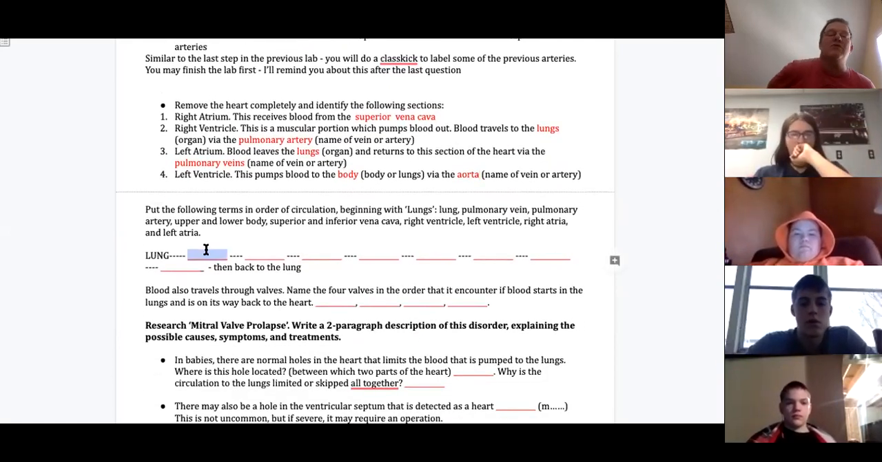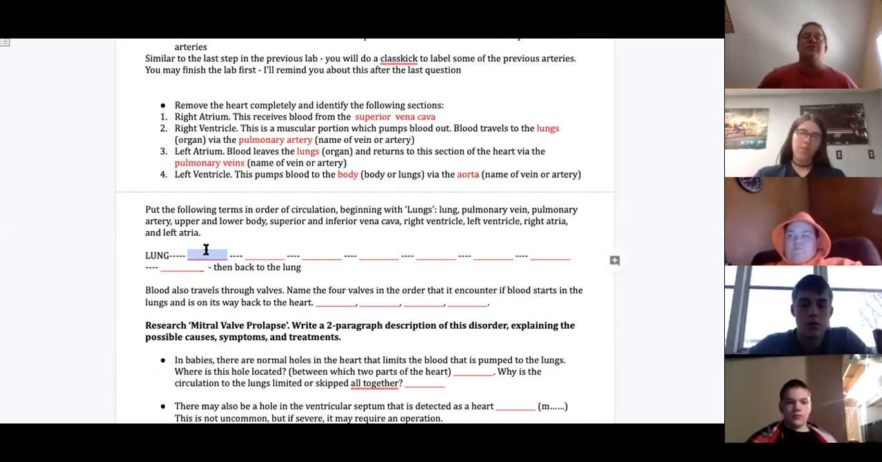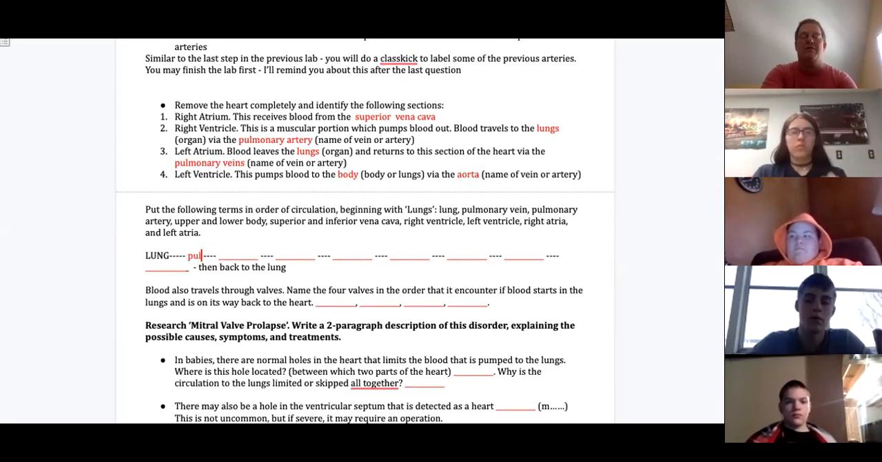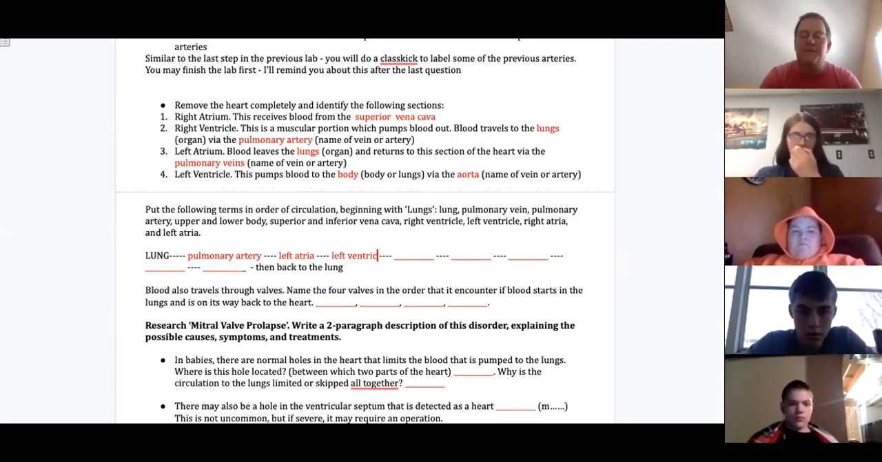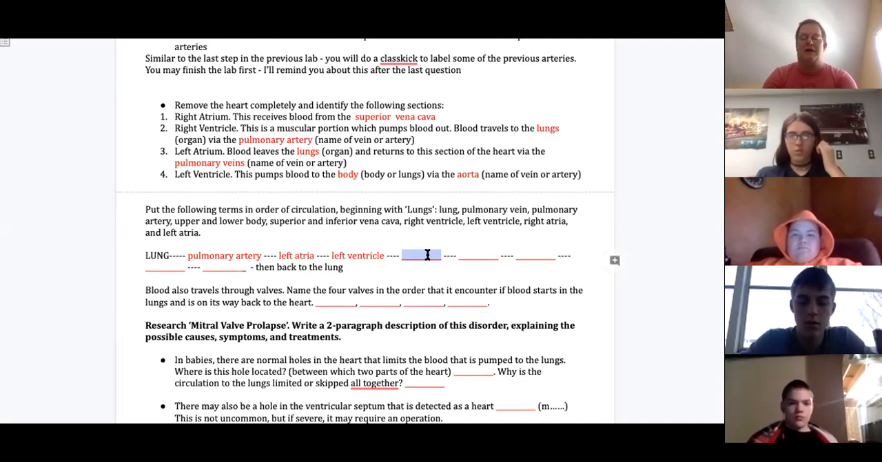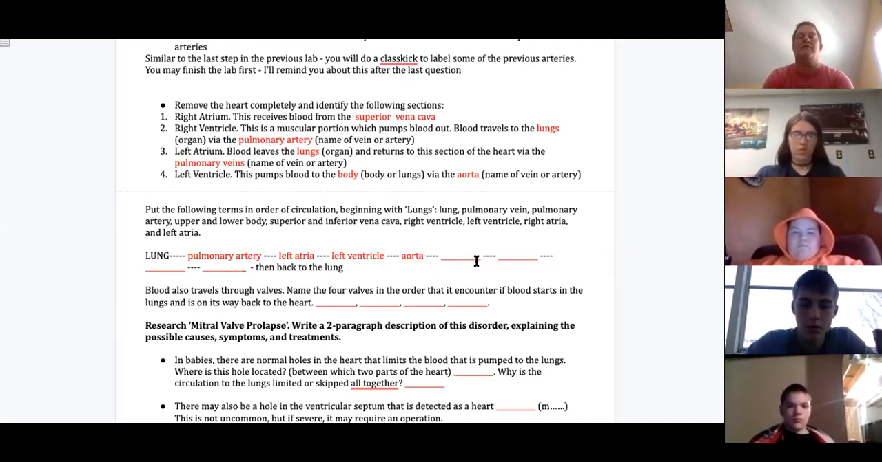Okay, following terms in order of circulation, beginning with lungs. We use those terms: lung, pulmonary vein, pulmonary artery. So if it's in the lungs, it's going to go through the pulmonary vein. That feeds into the left atria. It's going to go through a valve, actually the mitral valve. Mitral valve is not in there. Okay, so left atrium to the left ventricle. The left ventricle pumps blood out the aorta, which feeds blood to the body.